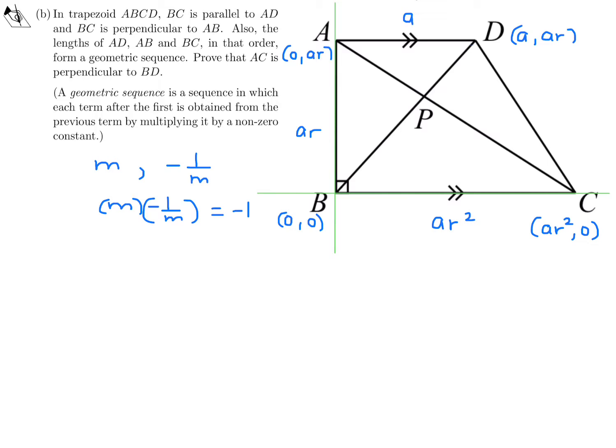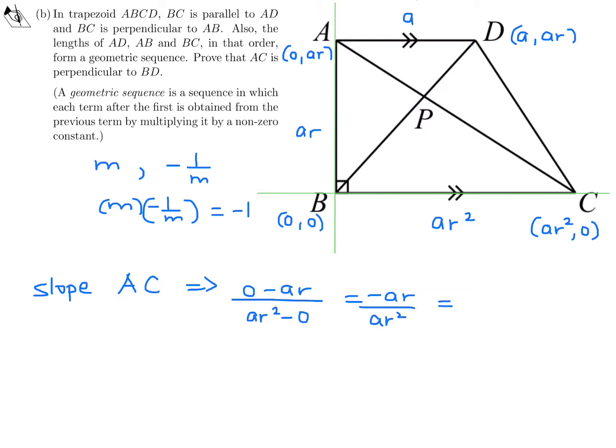Okay, I can easily figure out the slopes now. So the slope of AC, using rise over run, as I'm sure you guys remember. So that would be rise over run. Where's AC? Okay, going down here. So 0 minus ar, and then the run is ar squared minus 0. So that's just negative ar over ar squared, and that looks like negative 1 over r. Slope of, what's the other one? BD. BD is this line right there.